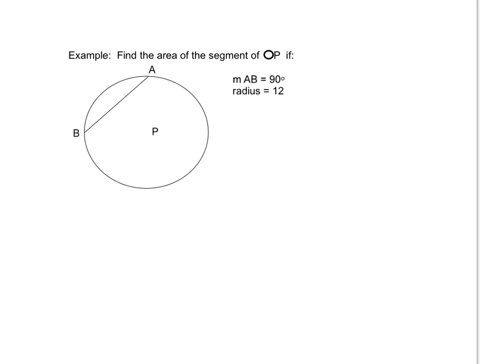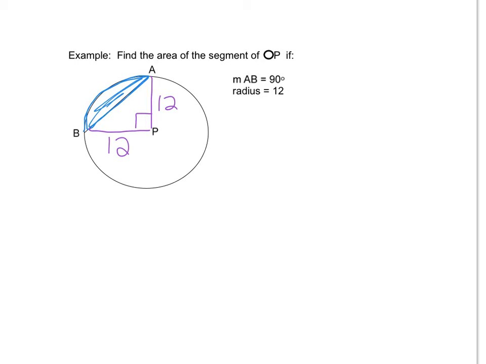Okay, let's do one more here. Find the area of the segment OP, so we're looking at, or in circle P, so we're looking for this piece right here. First thing I'm going to do is draw in my radii. My radius is 12, so these are both 12. And my measure of my arc was 90, so this angle is 90.